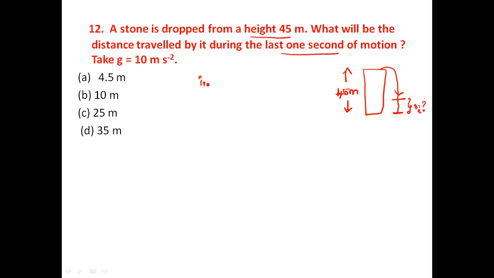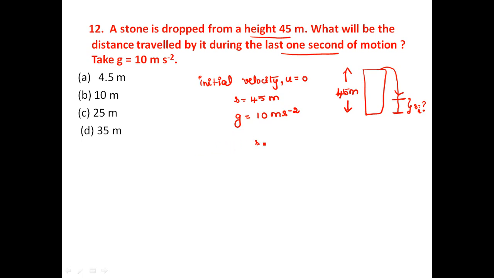What about the initial velocity here? Initial velocity, we must note always that if the object is falling from a certain height, its initial velocity will be 0. How much distance did it take? 45 meter. What is given as the value of g? 10 meter per second square. Now we will calculate the time taken by the stone to reach the ground covering a distance of 45 meter.